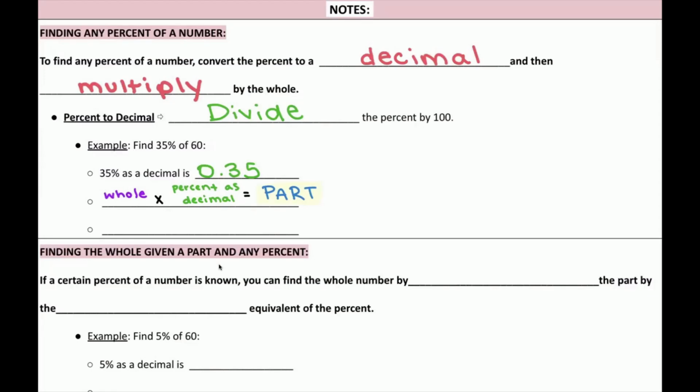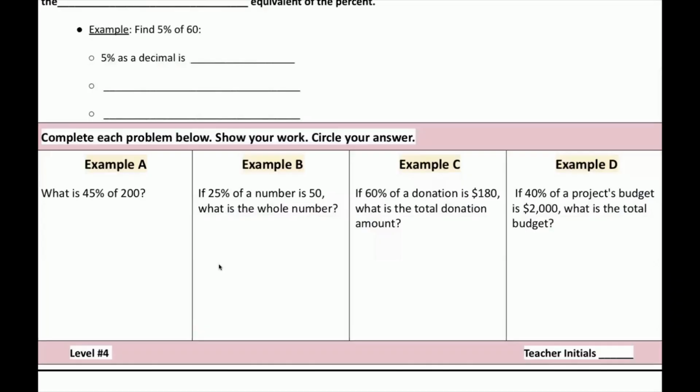This is level number 4, so we're going to move pretty quick. In this example, our whole is 60. Remember, a key word is of. Usually the whole comes after the word of. And so we'll do 60 times 0.35, and that will give us our part, 21. Once you have this down, take a look at example A at the bottom of page 1. Go ahead and complete example A. Come back to the video to check your work.